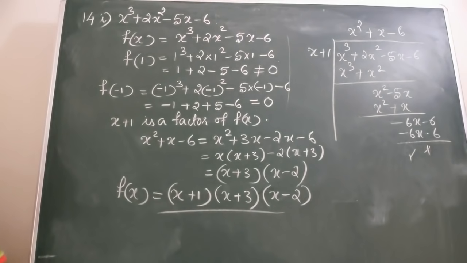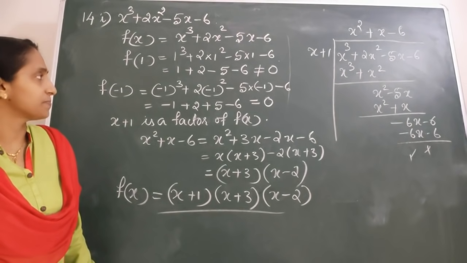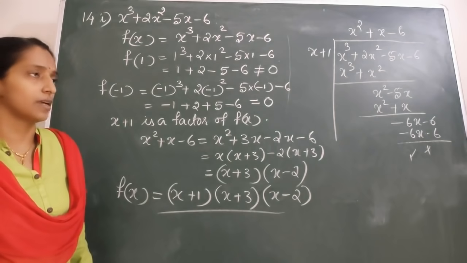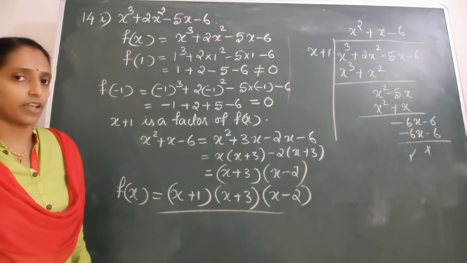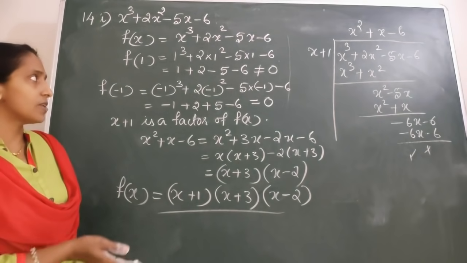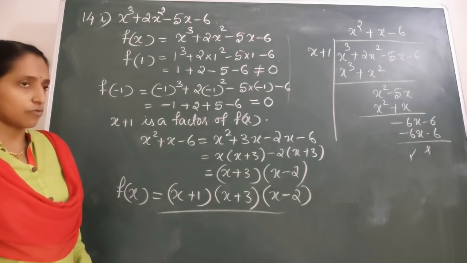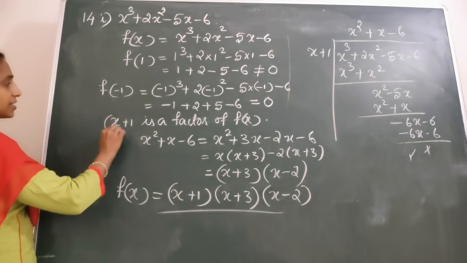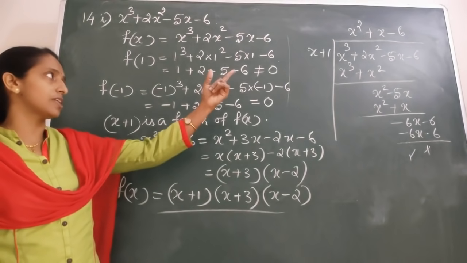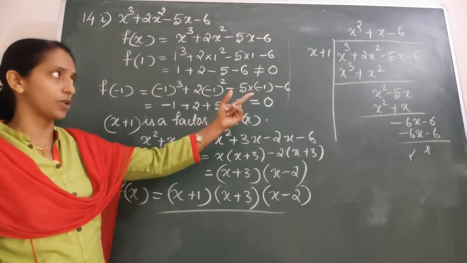Factorize completely. So today's concept up to here, I think everything is clear. Application of factor theorem. Show that one factor given, you will substitute it, and then you will get the remainder as 0. Then you can write it as x plus 1 is a factor. This is one factor of f of x. To find out the remaining factors, you will go for your division method of polynomial.